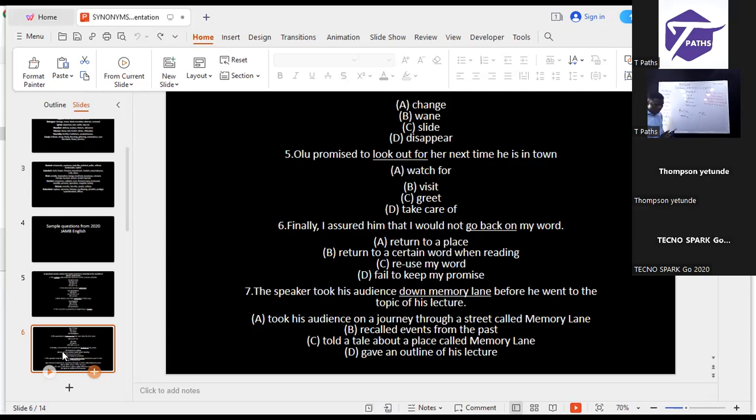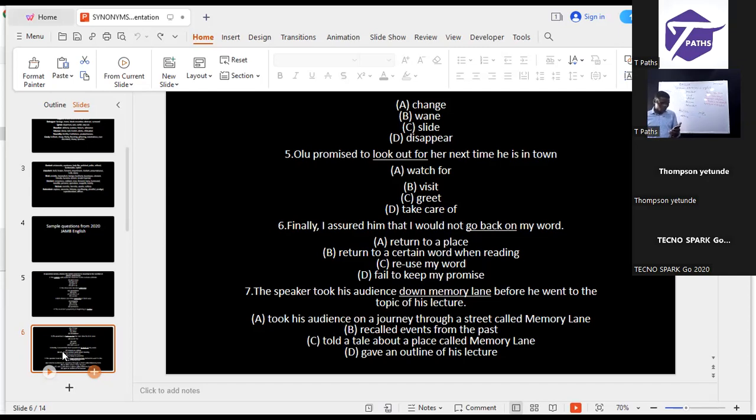Right? Number five says Olu promised to look out for her next time he is in town. What does it mean, look out for? That's a phrasal verb, but that phrasal verb has its own meaning. What does look out for mean? It simply means to visit. Olu promised to visit her the next time he is in town. That's the meaning.